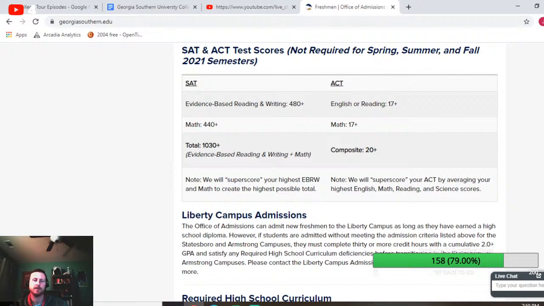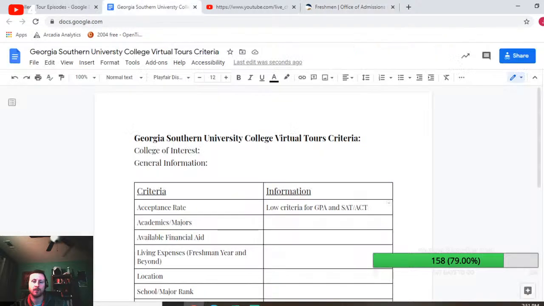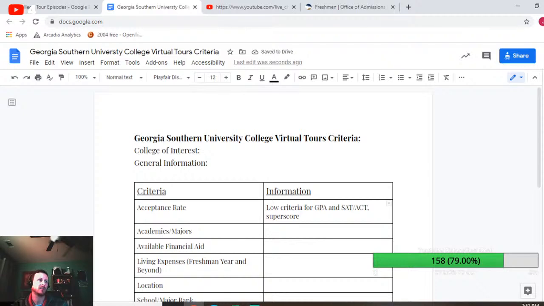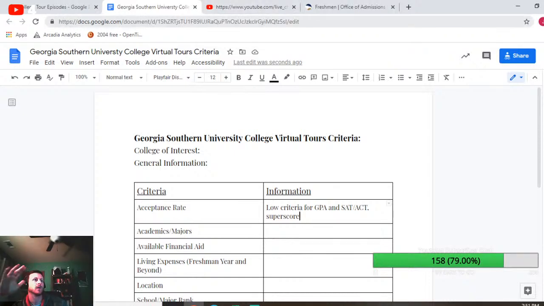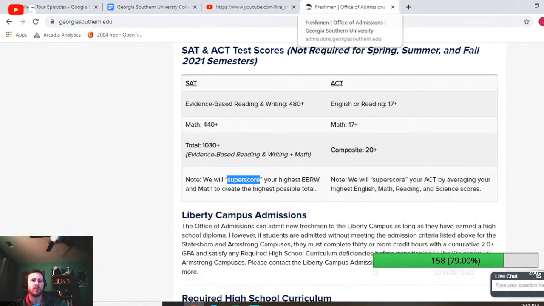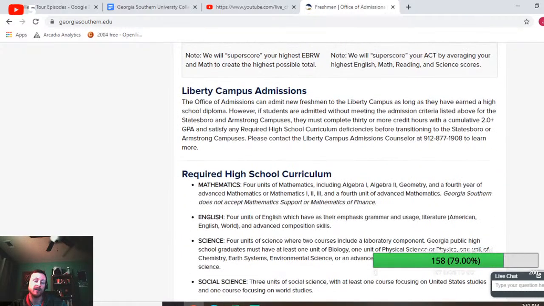And they also superscore, which I think all universities should do. So it takes all of your best scores. So say you take the SAT 4 times, and you get the highest on your math score the first time, and the highest on your reading score the last time. Well, they would take your best score from across all of them for your math and your reading, and that's what they would use to make up your score. And I think that's super important when getting a more accurate idea of how competitive you can be.